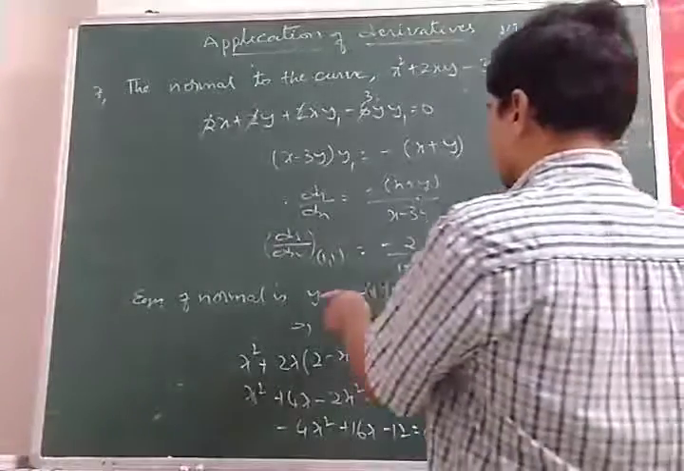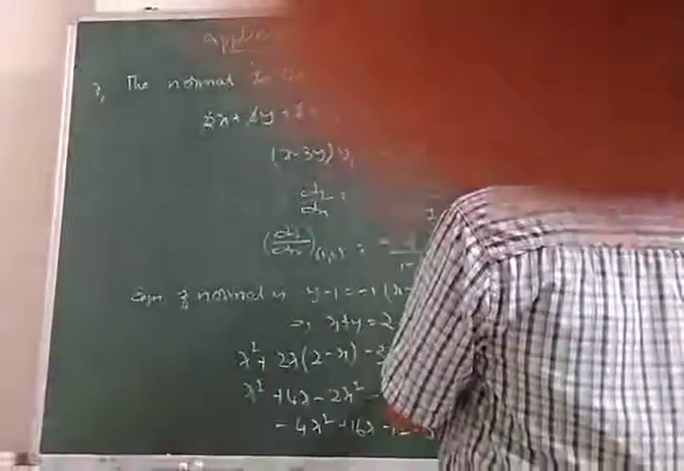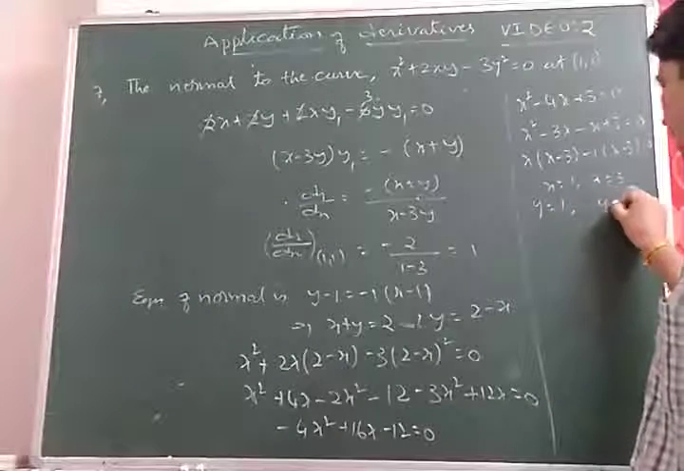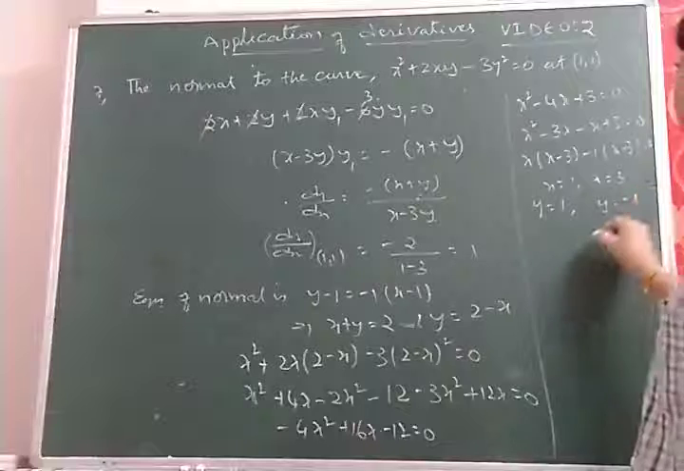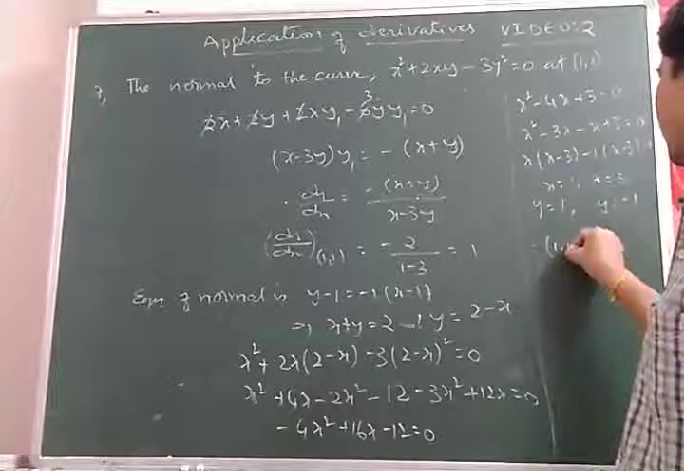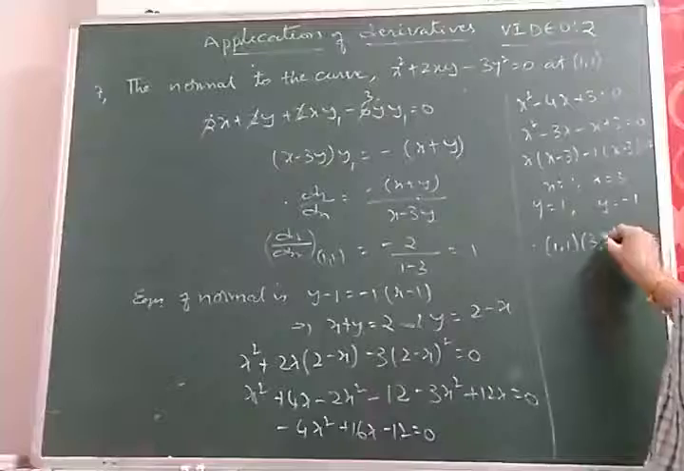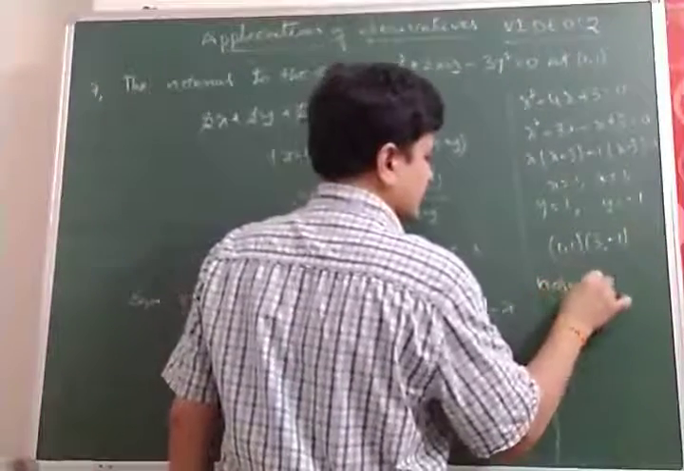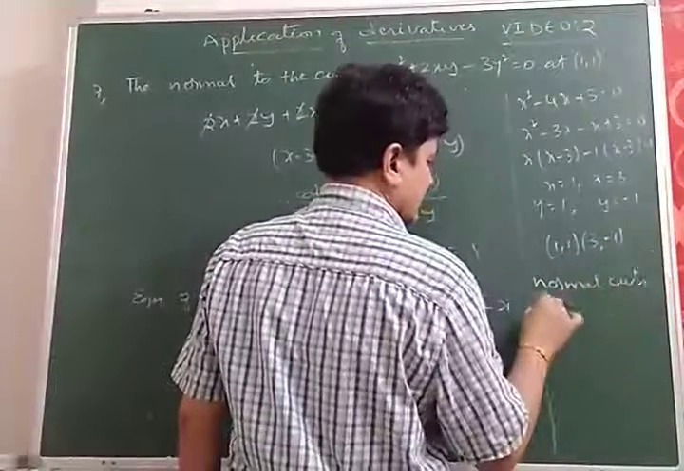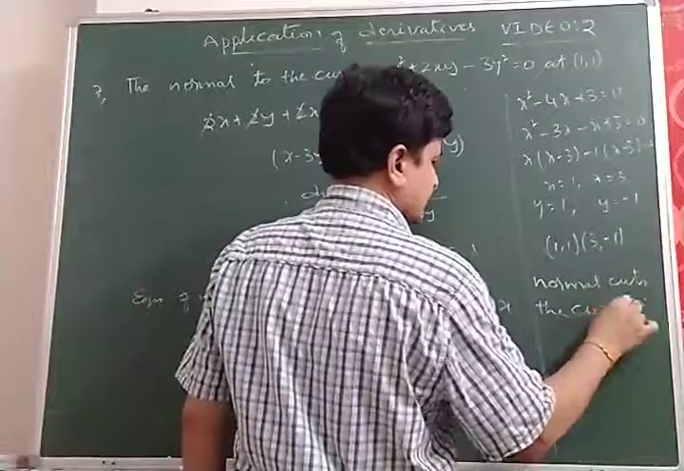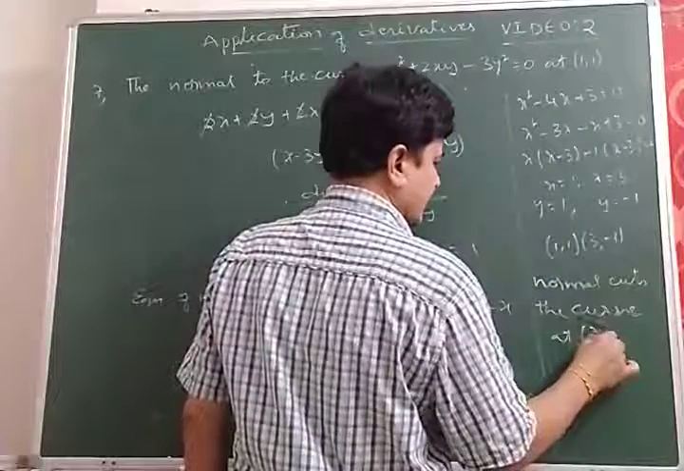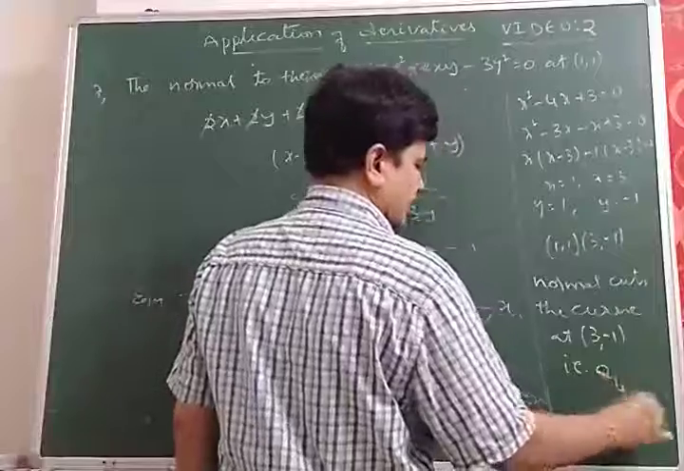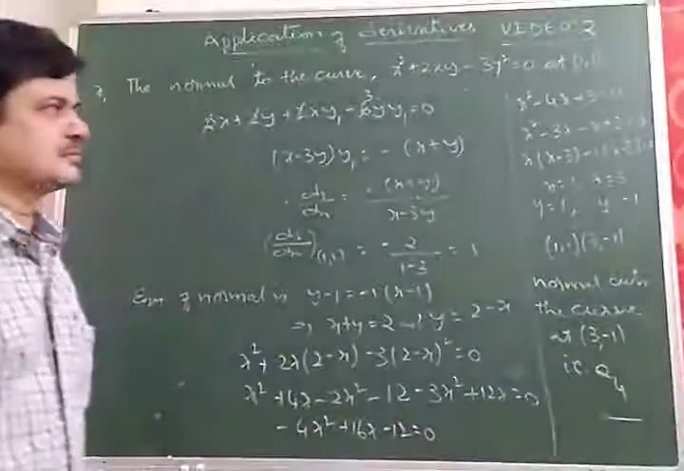When x is equal to 1, y is equal to 1, and when x is equal to 3, y is equal to minus 1. So therefore the points are (1, 1) and (3, minus 1). The normal cuts the curve again at (3, minus 1), that is in the 4th quadrant.